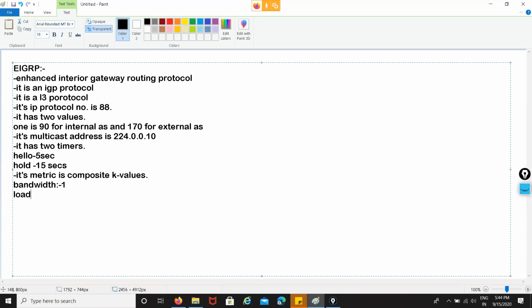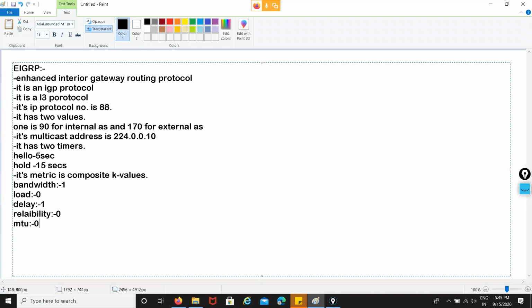The second one is the load. Load is given the value 0. Delay, it also chooses the value 1. Reliability, for this it chooses the value 0. And MTU, it also chooses the value 0.